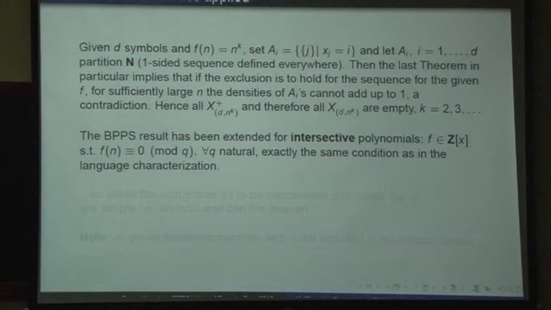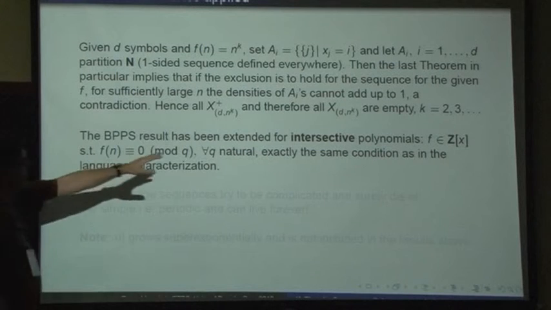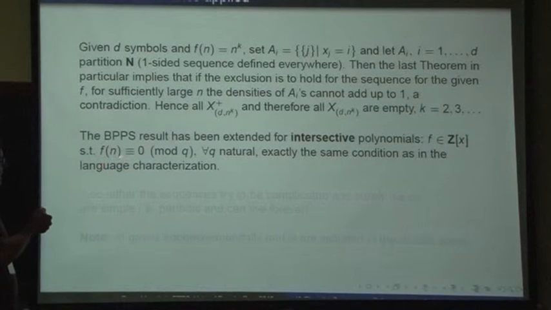Now, this can be further extended. I'm not showing you the most general results in this respect. This result by Bourgain and company has been extended first to intersected polynomials. And for them, the condition is this, which is actually exactly the same condition, with different notation, as in the language theorem a couple of slides ago. And then even that can be challenged further.